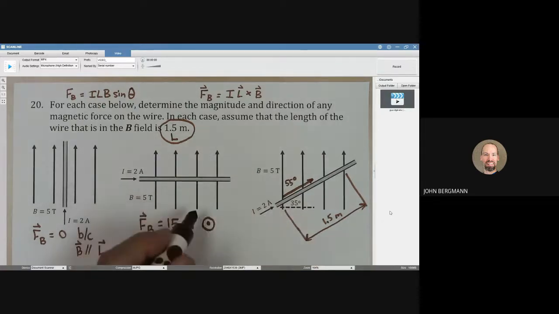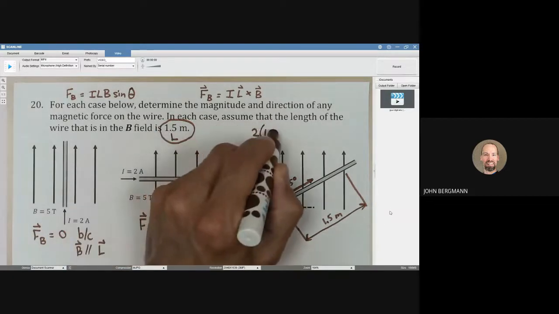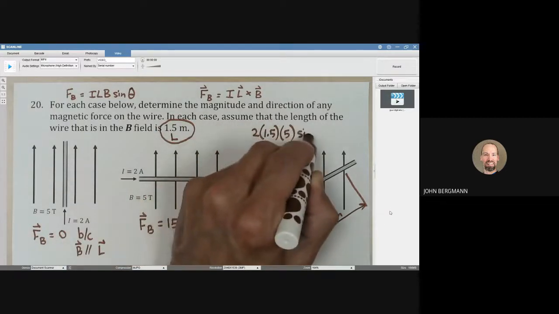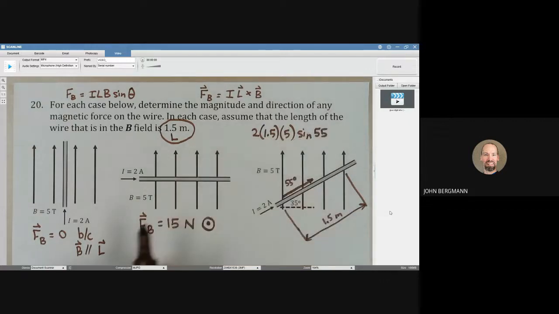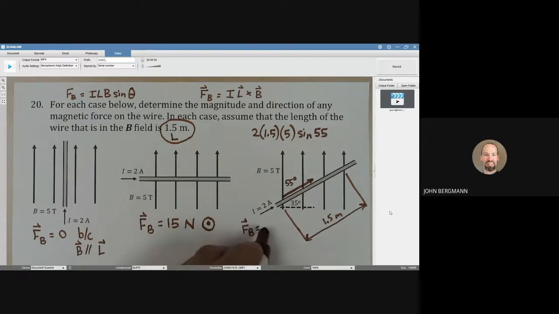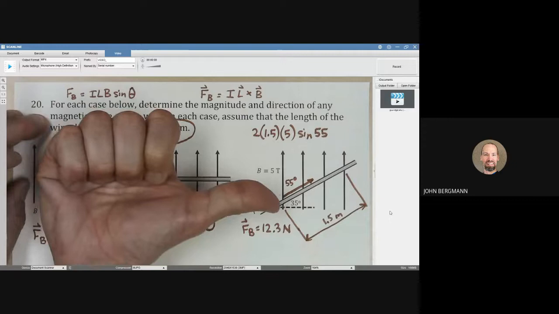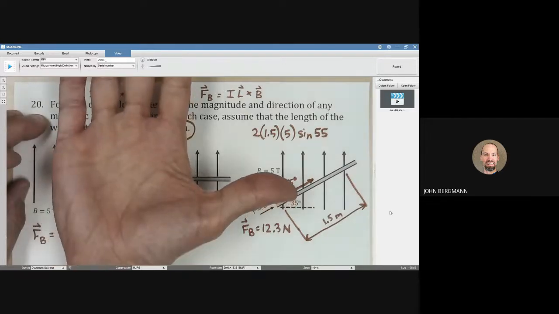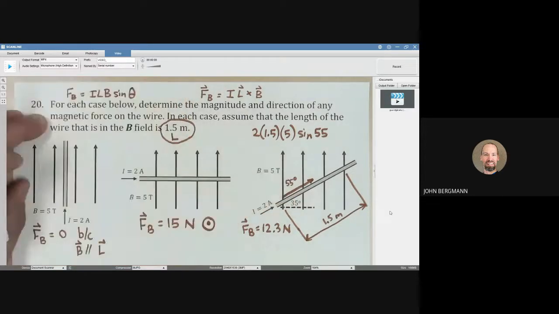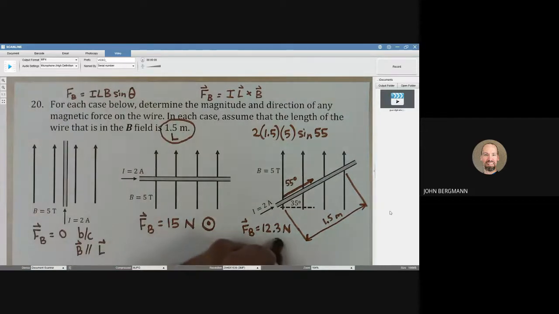To find this one, we're going to go I times L times B times the sine of 55. And when we do that, we end up with an answer of 12.3 newtons. And what's that direction? Again, we can use our right-hand rule. The portion of this current that is going toward the top of the page we can ignore, but there is a fraction that's going to the right, and there are the field lines. So again, it's going to be directed toward the camera or out of the page.